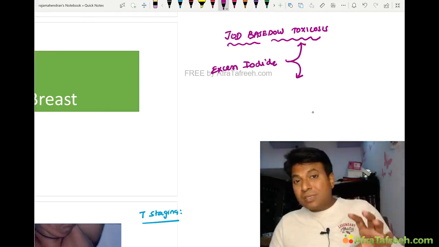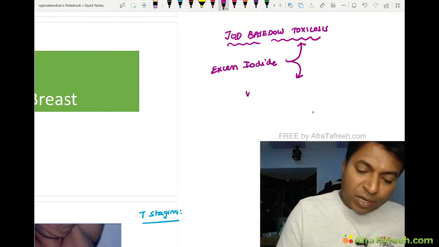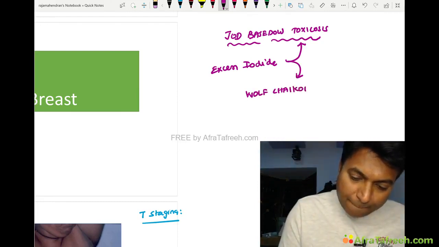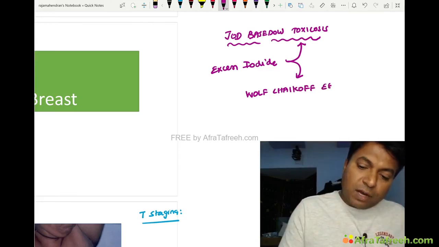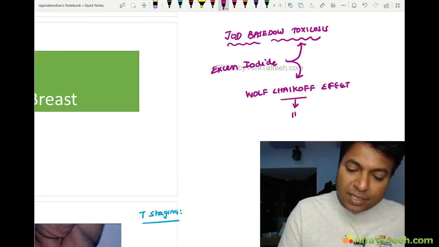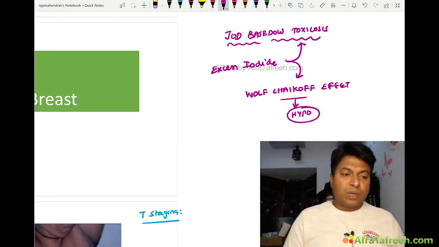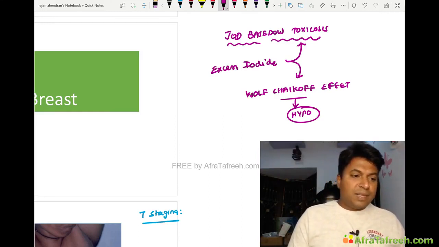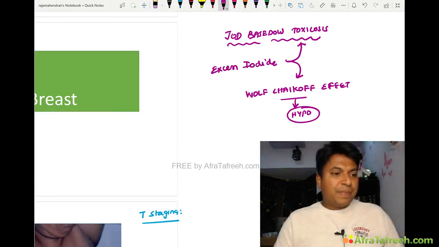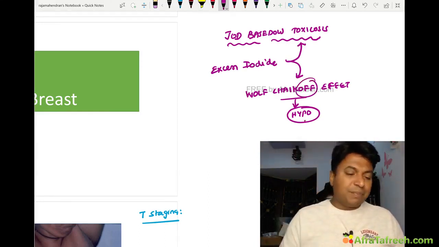It can sometimes cause a rebound inhibition of thyroxine production. That is known as Wolff-Chaikoff effect. Wolff-Chaikoff effect is hypothyroidism. Please don't forget, it is hypothyroidism. Jod-Basedow is hyperthyroidism. Okay, please don't forget this. Joseph is giving a mnemonic: Chaikoff means hypothyroidism. Okay, you can remember that.